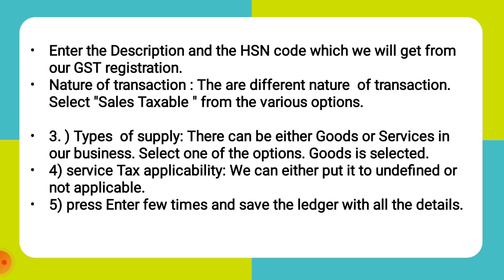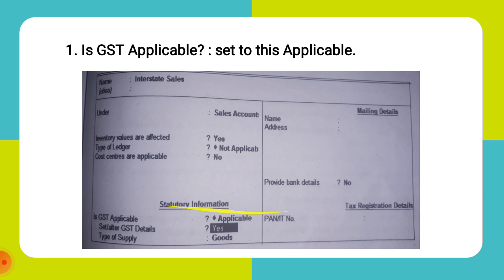Interstate sales ledger. Let us assume that we have already created a sales ledger in Tally named interstate sales under the sales account. We will use this sales ledger to alter. In the ledger alteration screen, we can see the statutory information section on the left hand side. Enter the following details to enable the sales ledger for GST. First one is GST applicable, set to applicable.